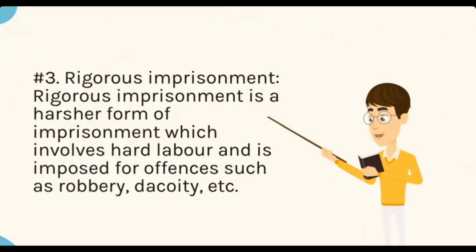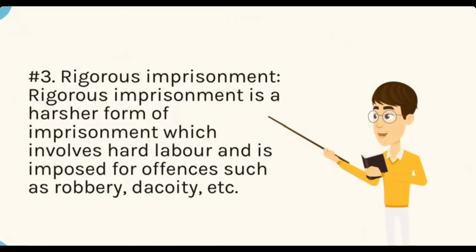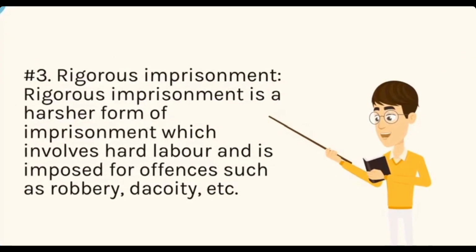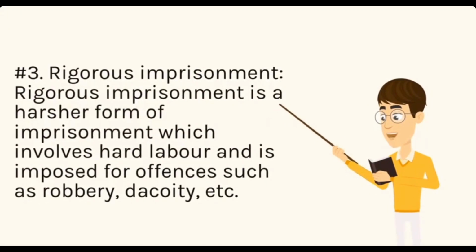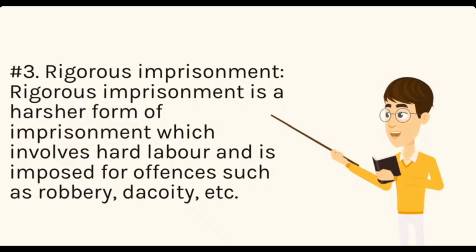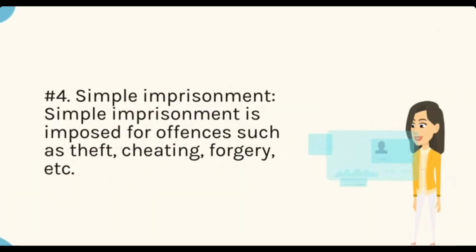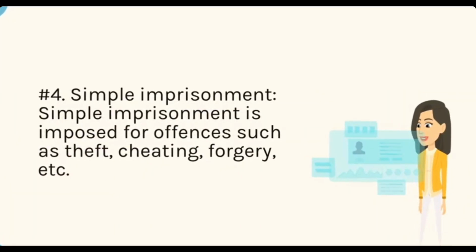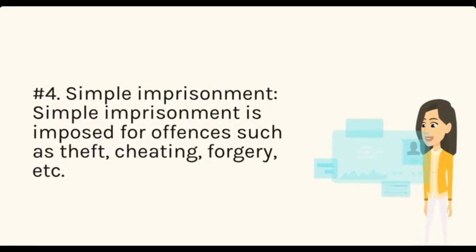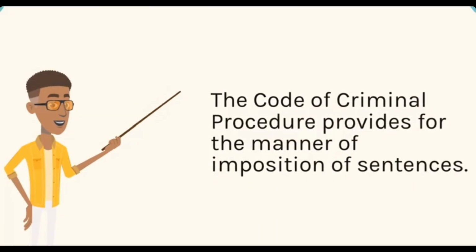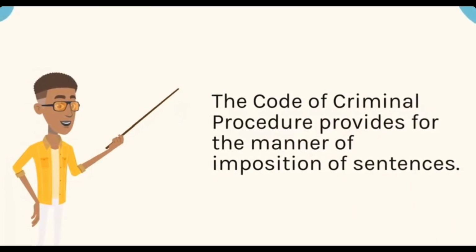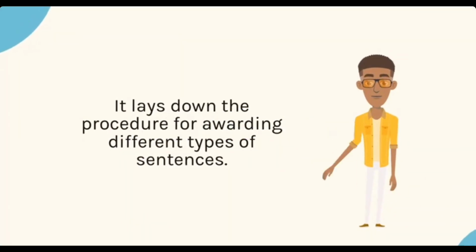Number 3. Rigorous imprisonment. Rigorous imprisonment is a harsher form of imprisonment which involves hard labor and is imposed for offences such as robbery, dacoity, etc. Number 4. Simple imprisonment. Simple imprisonment is imposed for offences such as theft, cheating, forgery, etc. The Code of Criminal Procedure provides for the manner of imposition of sentences. It lays down the procedure for awarding different types of sentences.